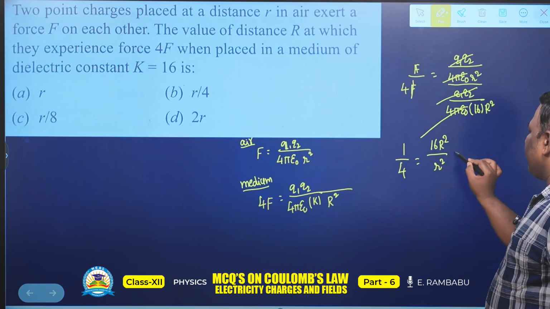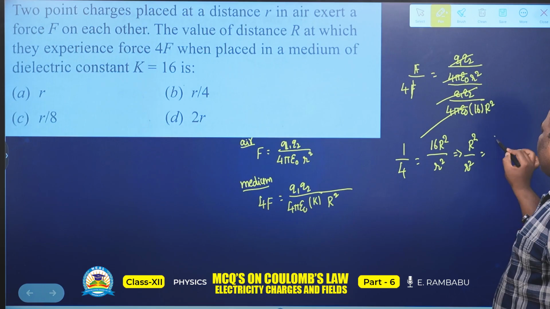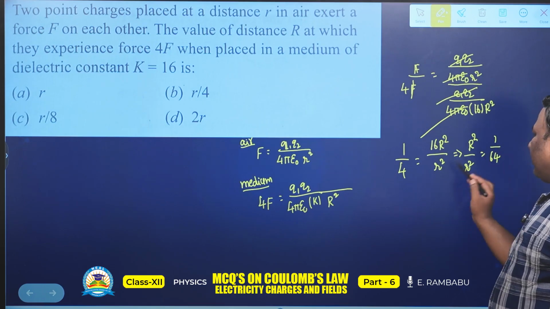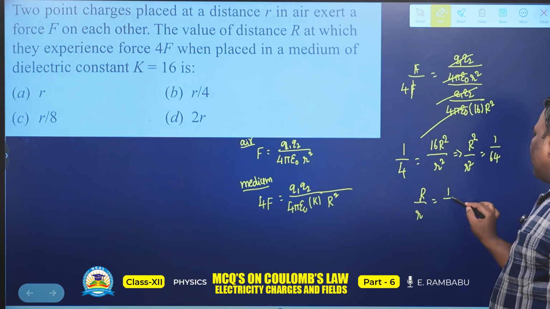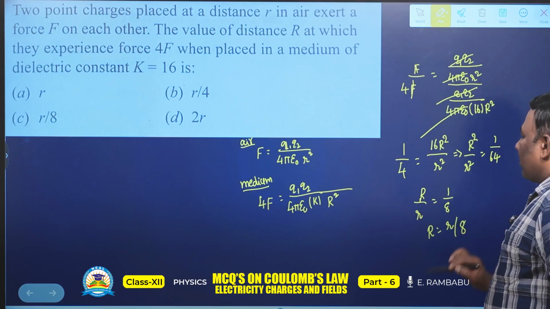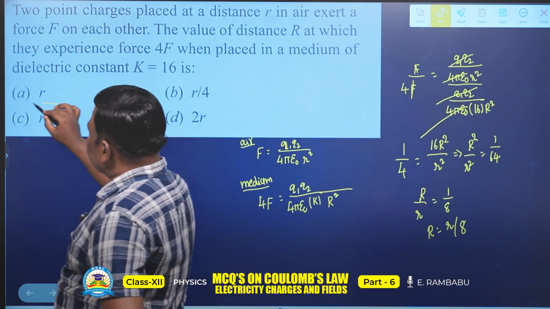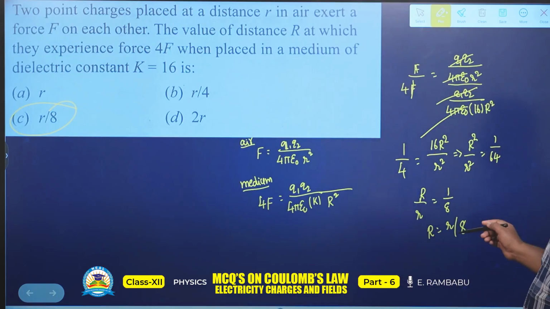Then 16 can be taken to this side, so it can be written as capital R square by small r square is equal to 1 by 64. Now taking the root on both sides, R by small r is equal to root 64, which is 8. Finally, capital R is equal to r by 8, and here option C is the answer. So like that we have to solve the question to calculate the value of a distance.